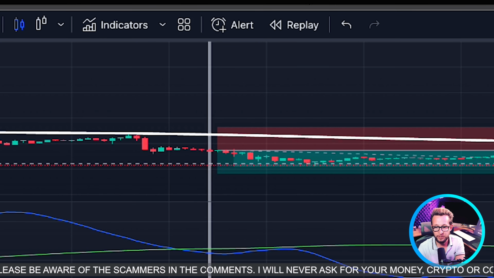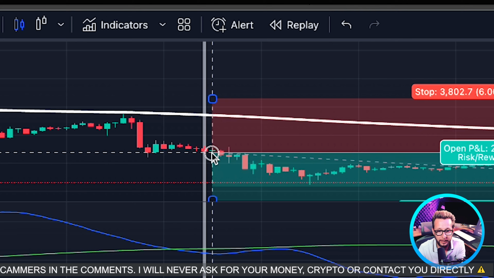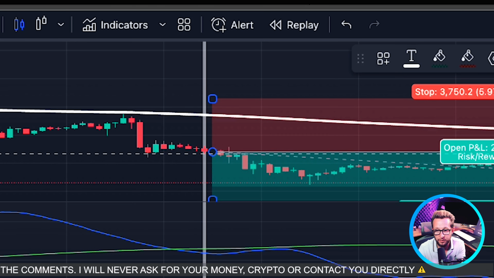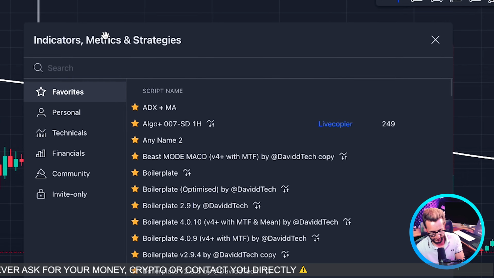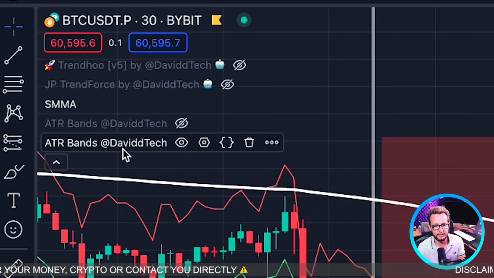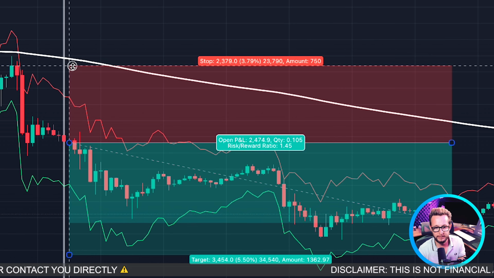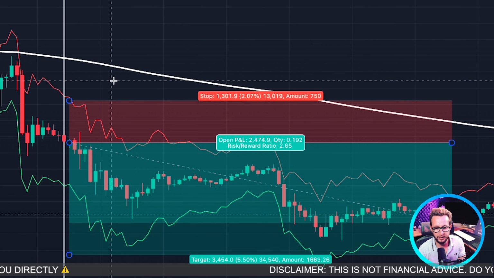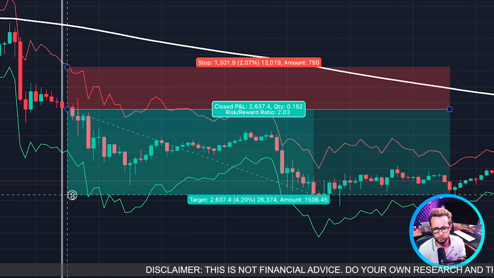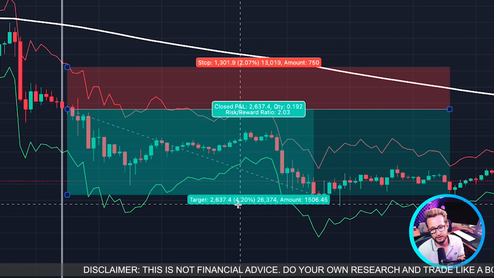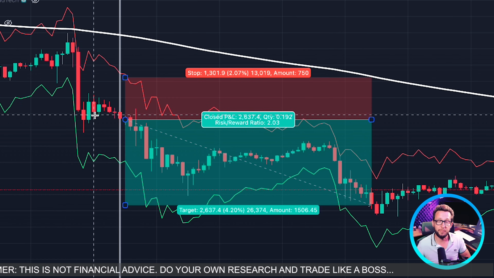So our first entry will be this candle just here. We're going to go on the open of that candle just there. We're going to be zooming in to set our stop loss to the ATR bands by David Tech. These ones here, we're going to set them at 2 multipliers of 2.5. Boom. And then we're going to set our stop loss to the ATR bands. And we're going to be aiming for a risk to reward of a minimum of 2. Boom. There you go. You would have taken 4.2% out of the market. Perfect trade, perfectly cherry picked for you guys.